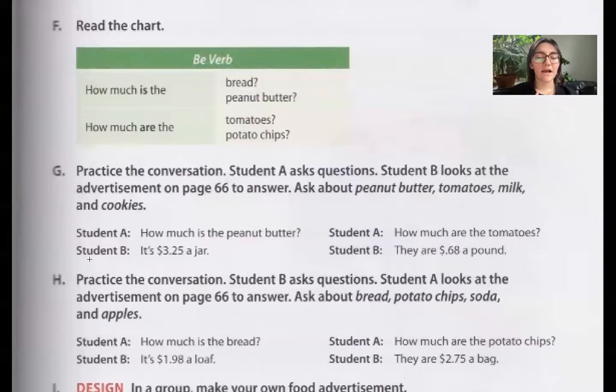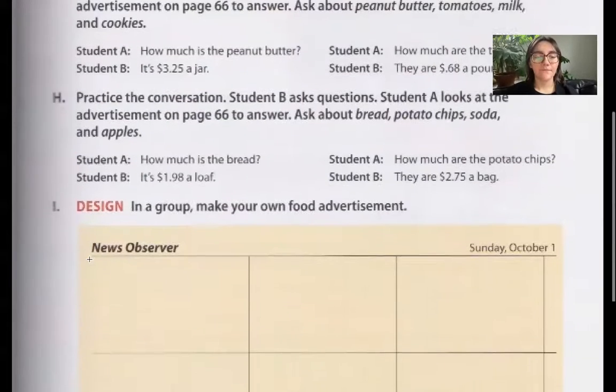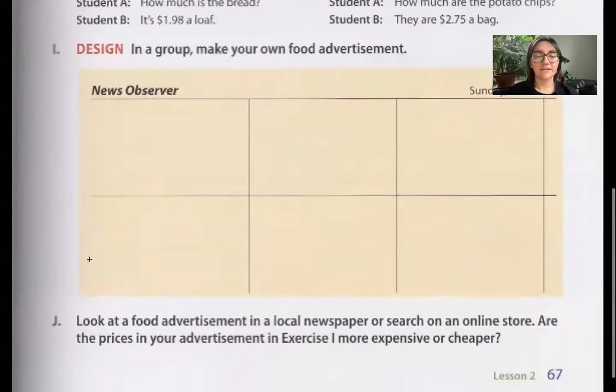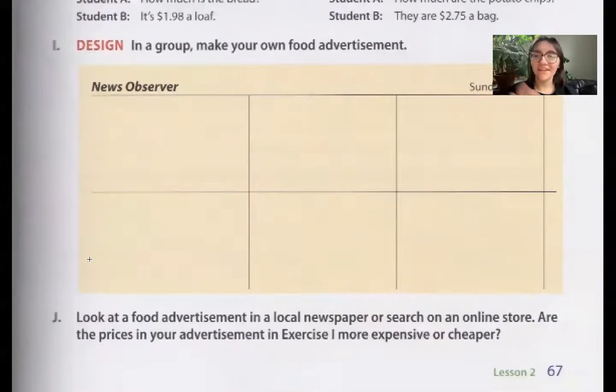Okay, so this wants you to practice a conversation by talking to somebody, asking questions about prices and things like that. So basically asking, how much is this? How much are those, right? But we can't really do this. Again, it's really hard because we're not in person.